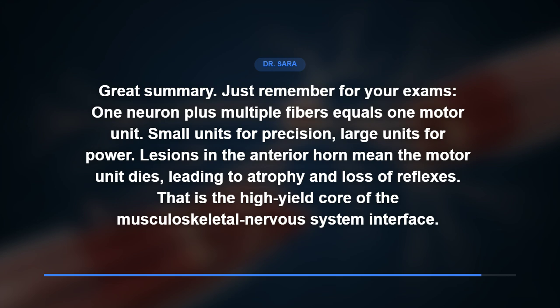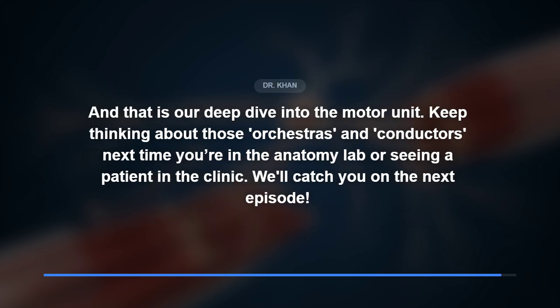Great summary. Just remember for your exams, one neuron plus multiple fibers equals one motor unit. Small units for precision, large units for power. Lesions in the anterior horn mean the motor unit dies, leading to atrophy and loss of reflexes. That is the high-yield core of the musculoskeletal nervous system interface.